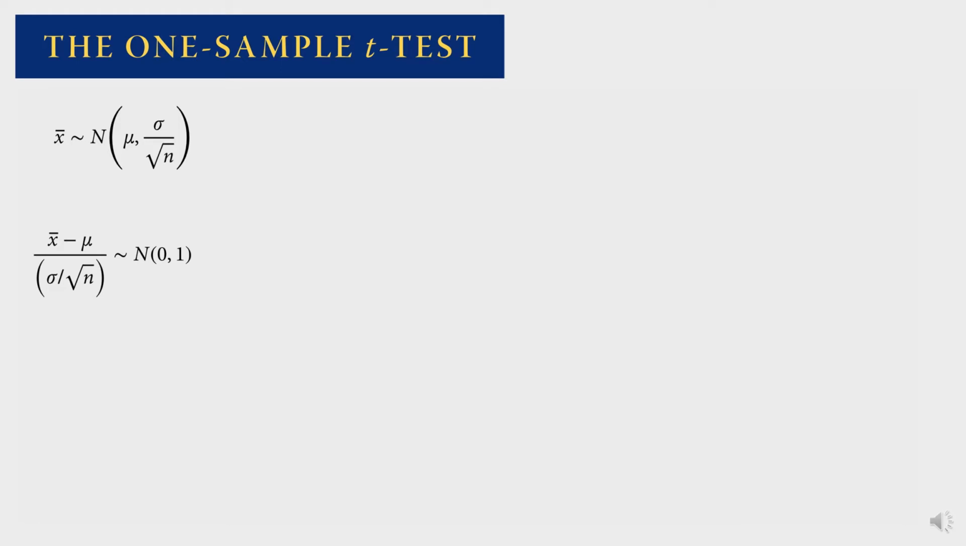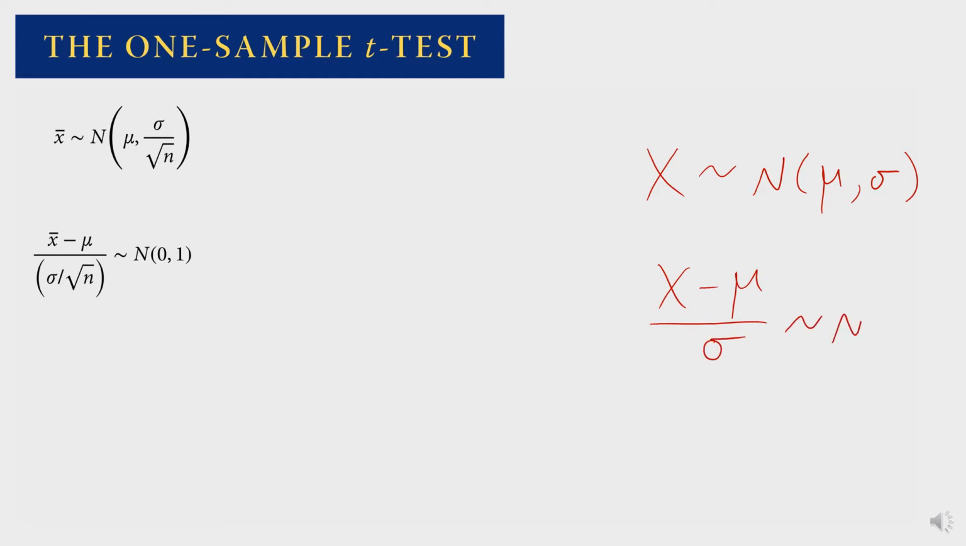Remember, if I have a normal random variable, and I subtract mu and divide by sigma, I have something that follows a standard normal distribution. The sample mean follows this distribution here. The sample mean minus the population mean divided by the population standard deviation divided by the square root of n follows a standard normal distribution, which has mean 0 and standard deviation 1. This is important for what follows.